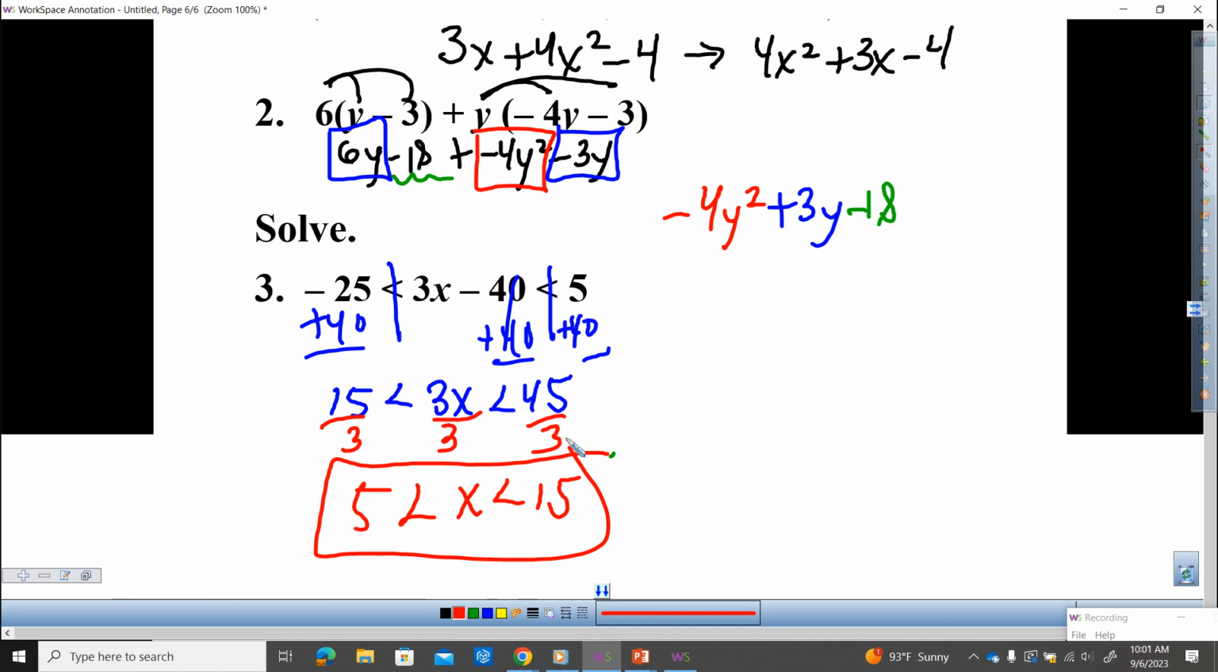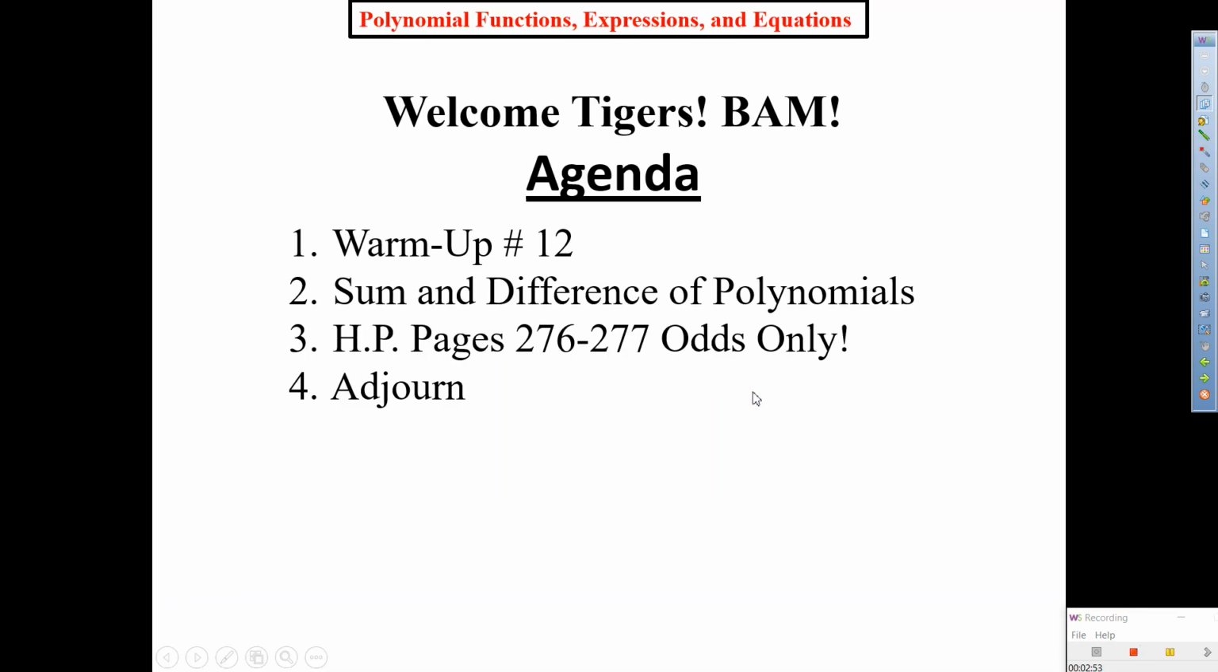All right, so send that in, please, on Nearpod. Copy the agenda, those of you that already sent it in. Tonight's home play is warm-up number 12. Agenda is warm-up number 12. We are moving on to sum and difference of polynomials. Tonight's home play is only 2 pages, 276, 277. I wrote odds only. Should we do the whole thing? What do you guys think? Odds okay? All right, Brandon says odds okay. All right, fine.